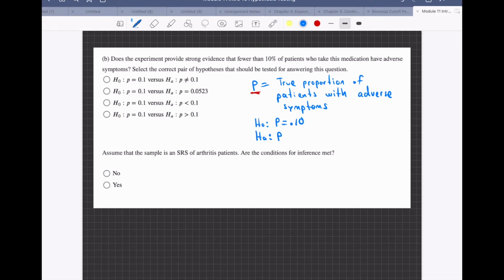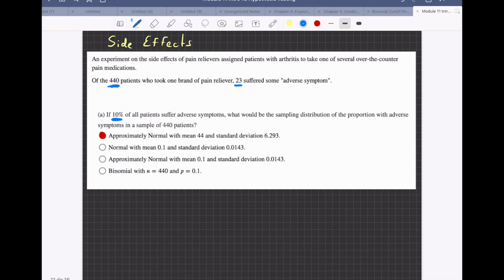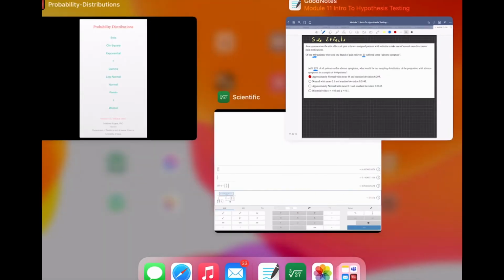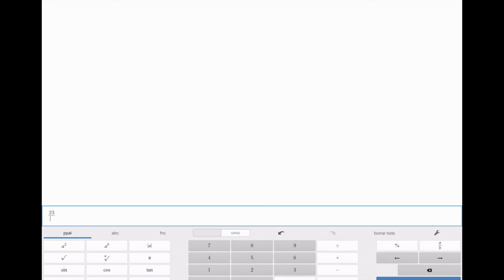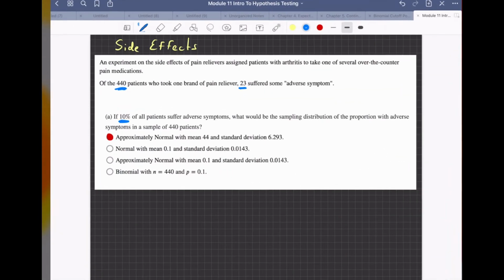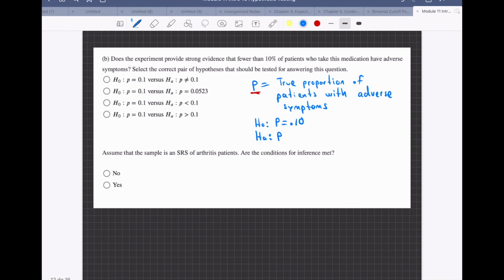In this case, what does the evidence say? We have 23 out of 440. Is that less or greater than 0.10? 23 divided by 440 is 0.05, so it's less. So the alternative will be P less than 0.10.